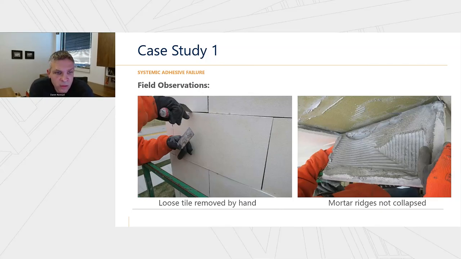We went out and sounded several units with a rubber mallet, and we found that throughout the facade, up to approximately 50% of the panels made a distinct hollow sound indicating lack of adhesive bond. We found many units at those hollow areas that could be removed by hand. In the right photo, you can see the mortar ridges, as Renae was talking about, are uncollapsed. You didn't get good squeeze out around the perimeter of the unit and didn't get good contact at the backup.